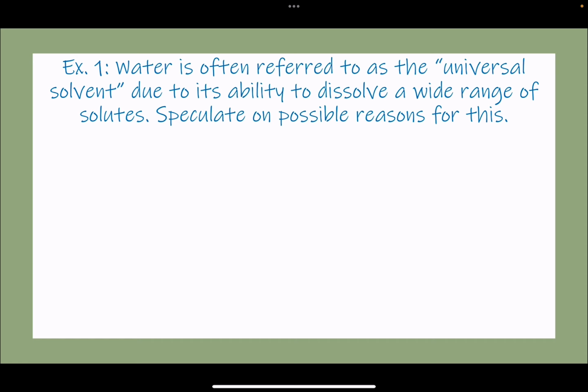One conceptual problem before we end for today. Water is often referred to as the universal solvent due to its ability to dissolve a wide range of solutes. Speculate on possible reasons for this.